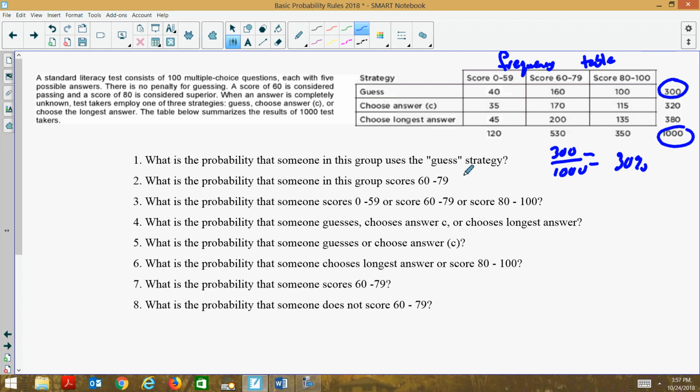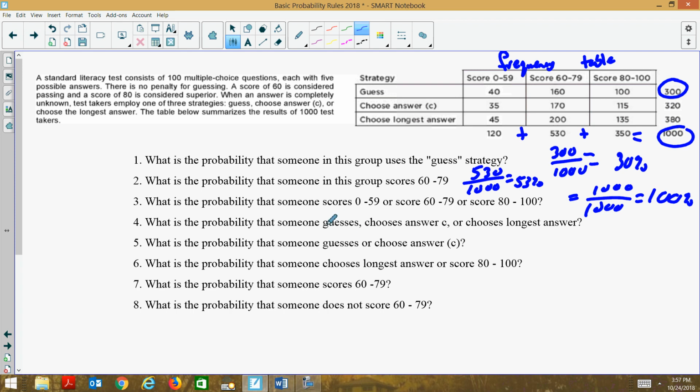Furthermore, we can continue with 60 to 79, which is 530 over 1,000, or 53%. Then finally, what's the probability that someone scores 0 to 59, or scores 60 to 79, or scores 80 to 100? What we would do is add up all of the people who are featured in that, which just so happens to be the entire sample size. So the answer is 1,000 people out of 1,000 people, or 100%.